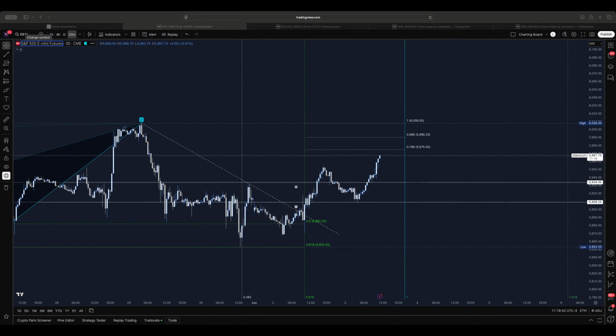To start with the price action on the chart for the S&P 500. Sorry, I'm looking for my chart here on my screen. On my end, I have different charts here and screens. Here, this one.